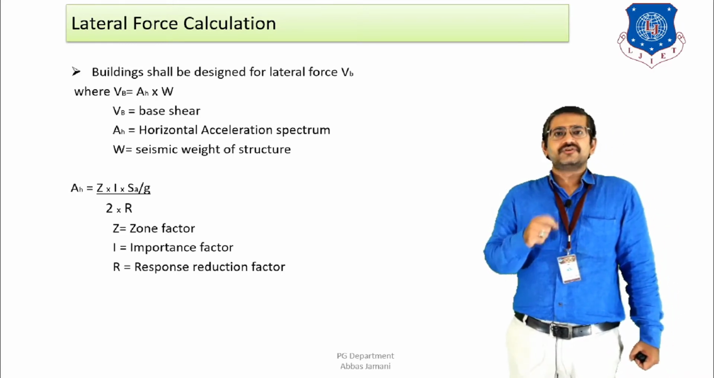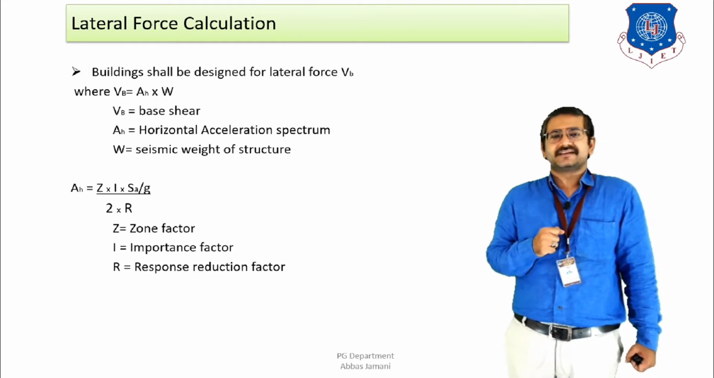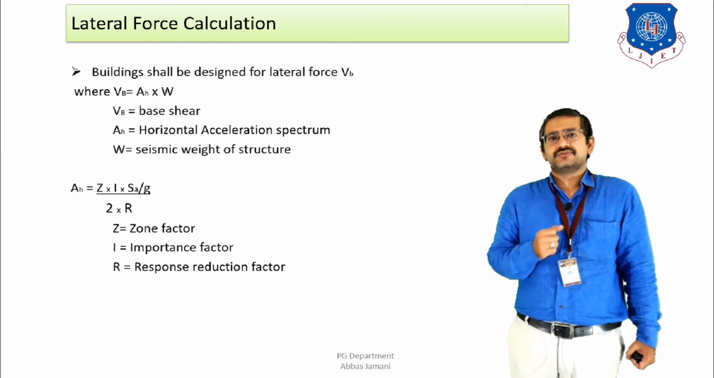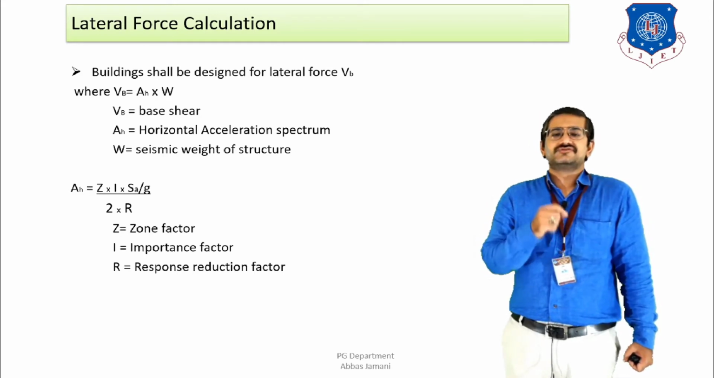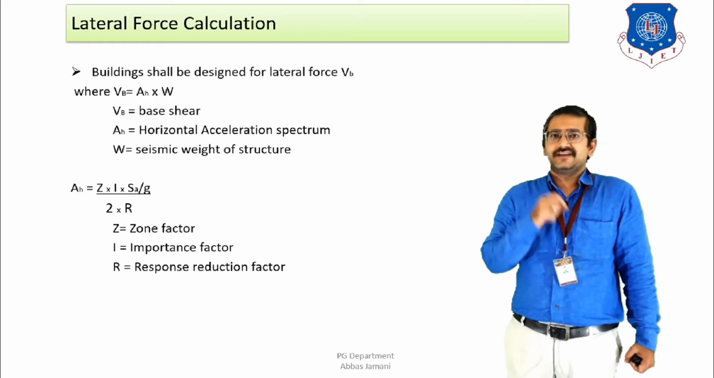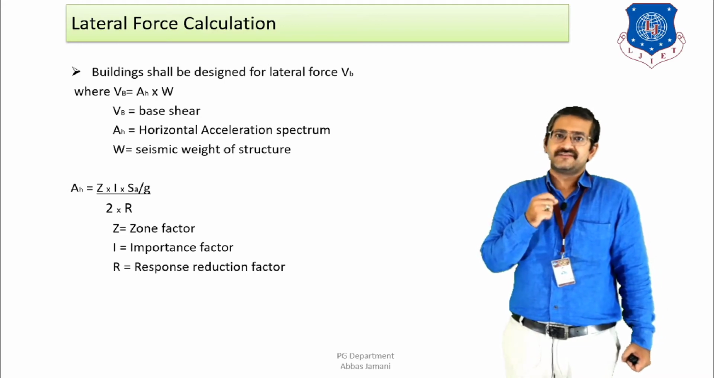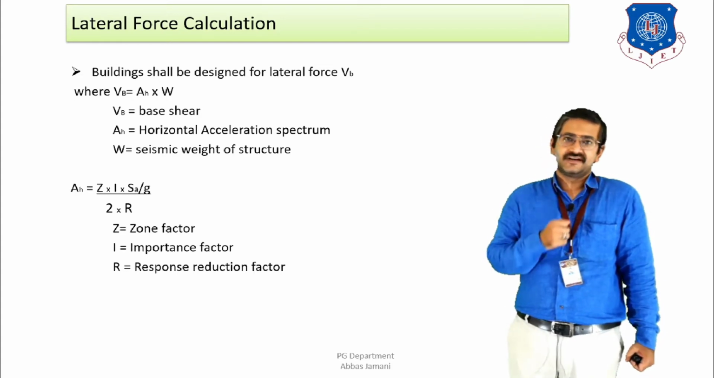If we look at the details of the horizontal acceleration spectrum, AH is equal to Z I SA by 2 R G, where Z is the zone factor, I is the impedance factor, R is the response reduction factor, and SA by G is the design response spectrum. In the case of the zone factor, depending upon the location of the structure, whether it is in zone 2, zone 3, zone 4 or zone 5, the value is in the range of 0.10 to 0.36. That is, if it is in zone 2, the value is 0.10, and if it is in zone 5, the value is 0.36. That we have already seen in the previous lecture.